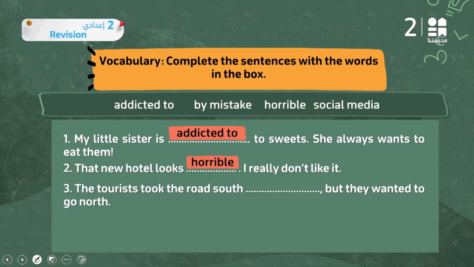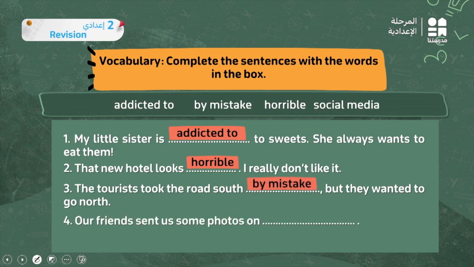The tourists took the road south يعني الجنوب space, but they wanted to go north. So they did something opposite. عملوا حاجة العكس. So how did they do it? عملوها ازاي? Definitely by mistake. عن طريق الخطأ. And number 4, our friend sent us some photos on طبعا social media.